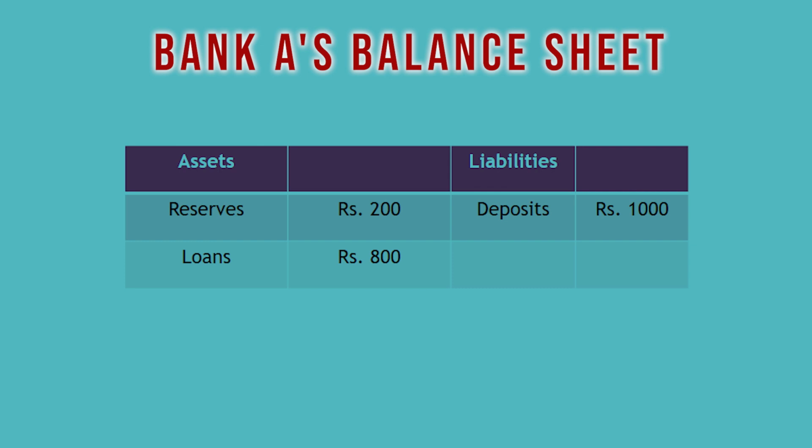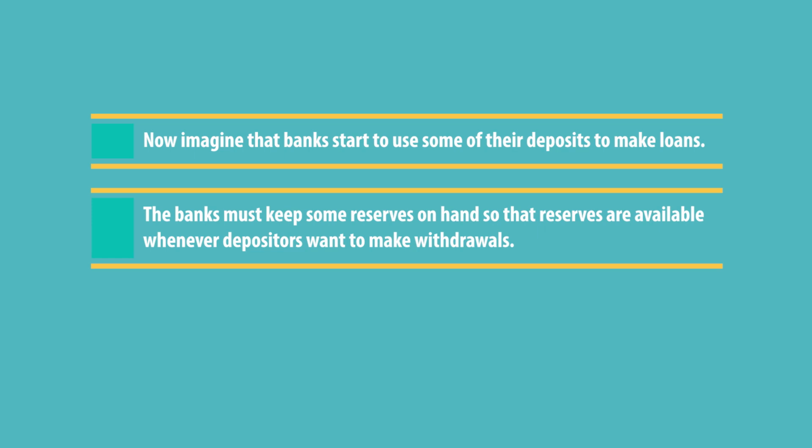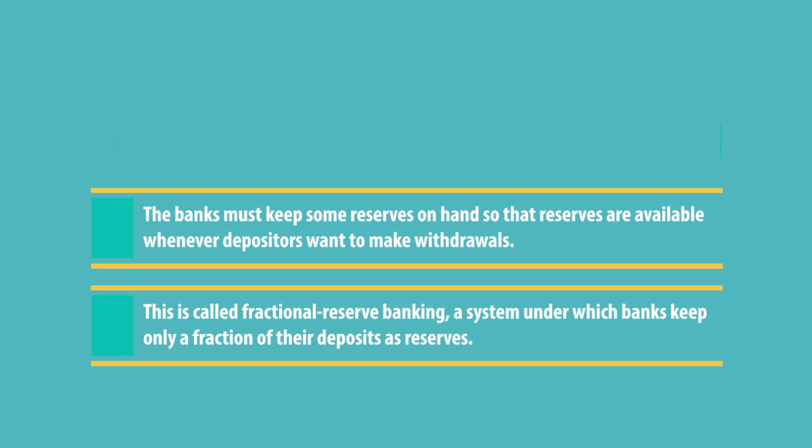And under the loans category, the bank has 800 rupees left to be lent, while it has to keep 200 rupees as its reserves. Now, imagine that banks start to use some of these deposits to make loans. So as I have already said, the bank will keep some reserves on hand so that reserves are available whenever depositors want to make any withdrawal. And this is what is called, as I have already said before, fractional reserve banking. That is a system under which banks keep only a fraction of their deposits as reserves.